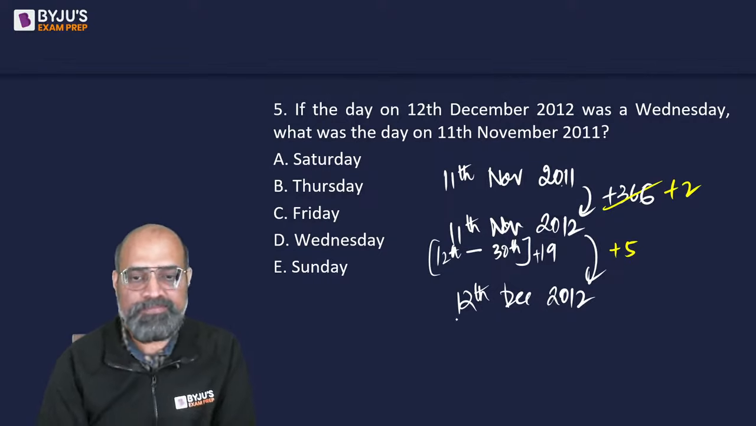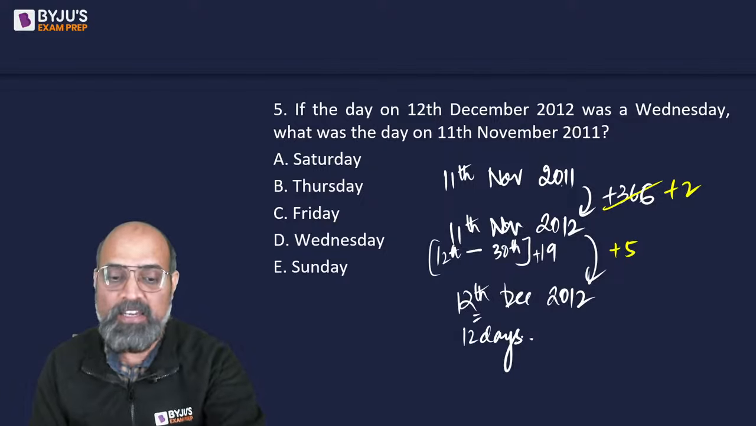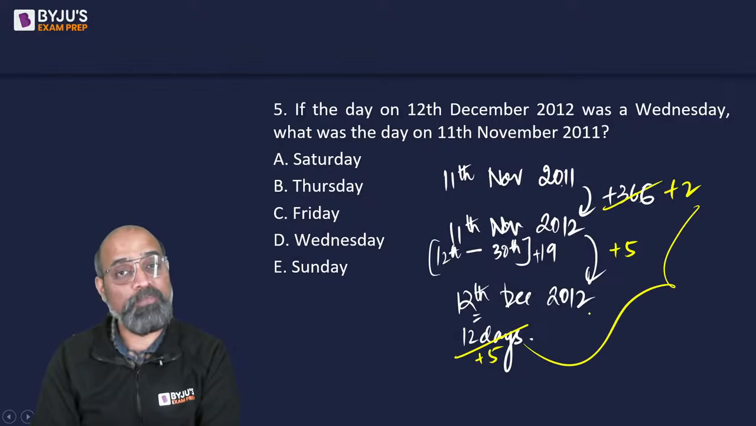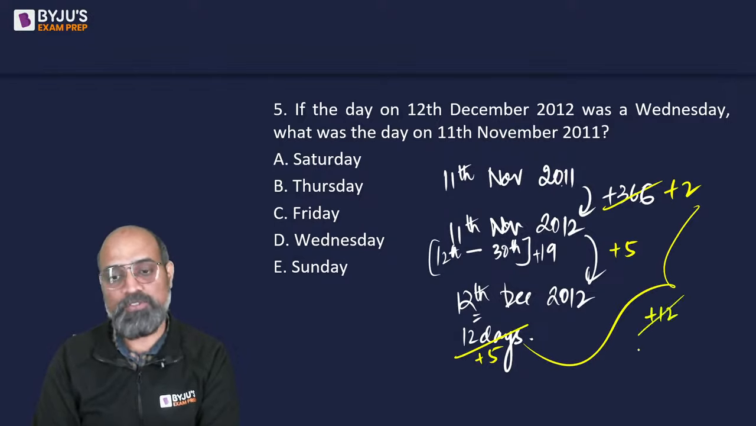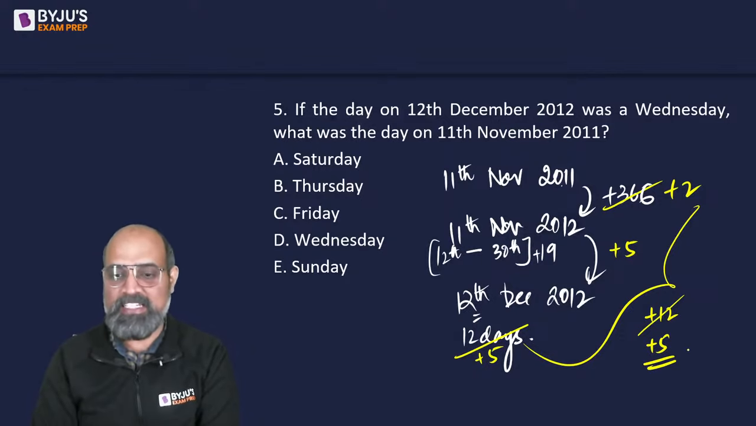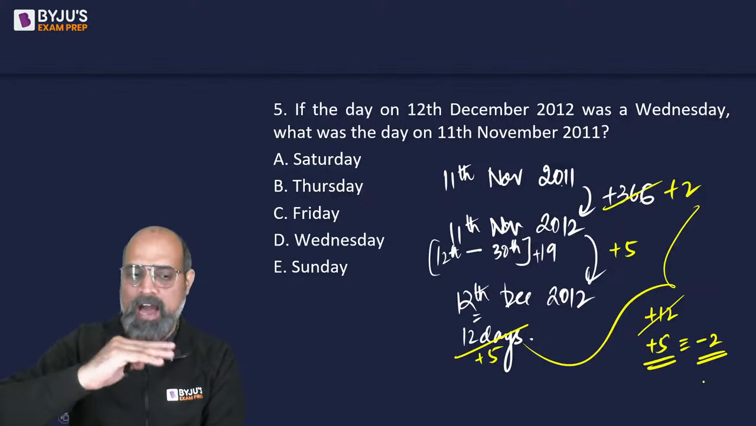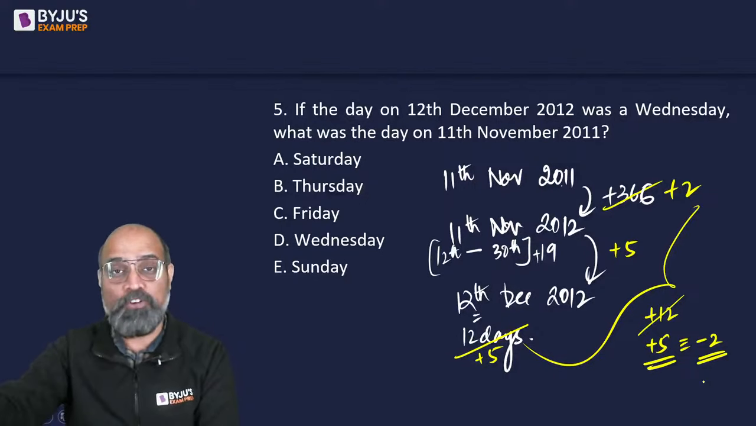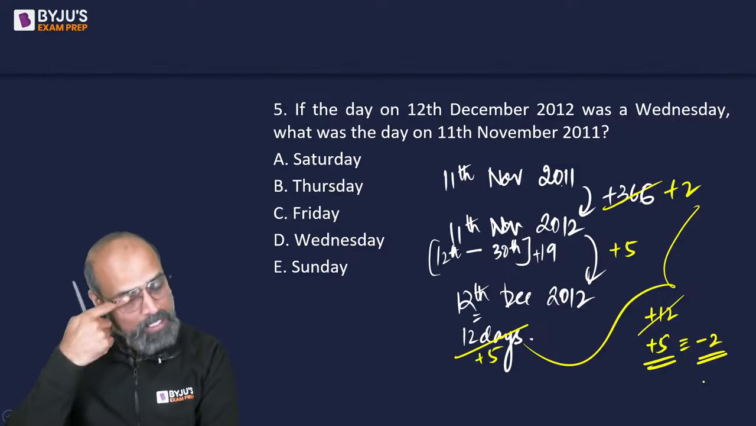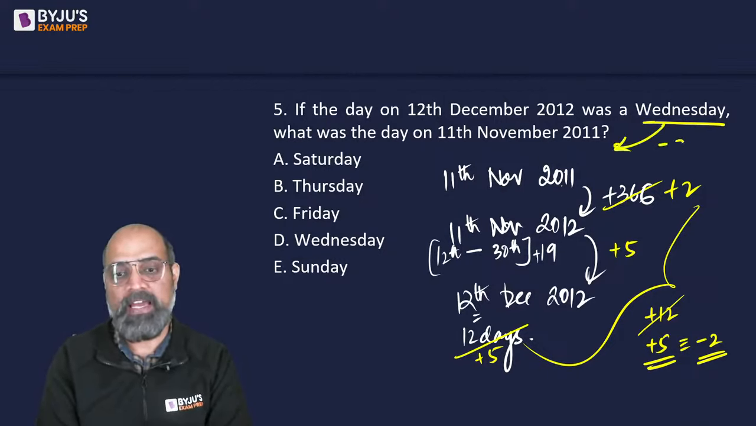Then you have to reach up to 12 December, so that is 12 days here, and 12 days is going to be another 5 extra days. So if you look at the total number of odd days, this is 12 odd days, and 12 odd days is same as 5 odd days. If you want to move 5 ahead, that is same as saying 2 days behind, because there are 7 days in a week, right? If you want to go to a day which is 5 days from today, it's same as going back 2 days. So since it was a Wednesday, we need to go 2 days back.